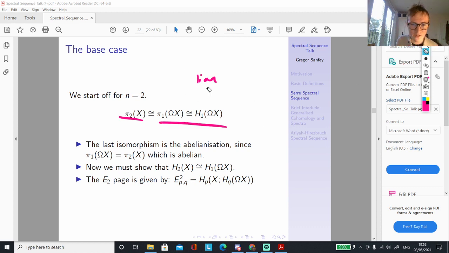And so to show the base case, all that we need is that the second cohomology of X is isomorphic to the cohomology of the loop space of X. So now here comes the spectral sequence. The E2 page is given by this here.